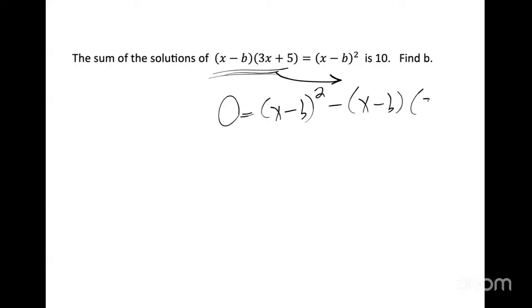This is tough because you need to use a factor by grouping method. And the only way to really know that is to have gone through a couple of these practice questions. So the factor by grouping method as it applies here is the idea that we're going to get everything on one side. So I'm going to subtract this over to the right-hand side. So 0 will equal (x − b)² − (x − b)(3x + 5).